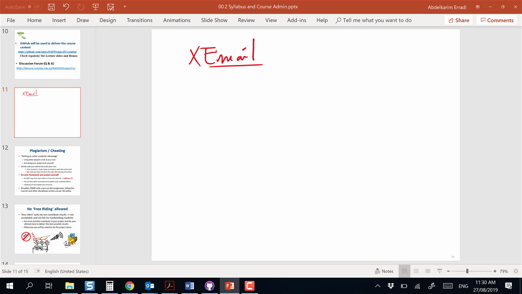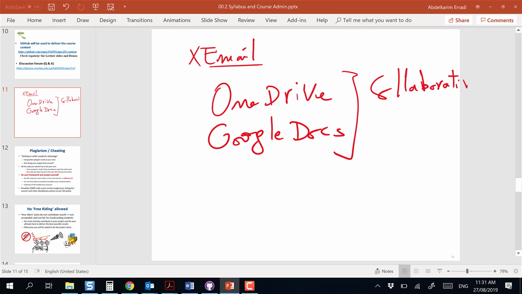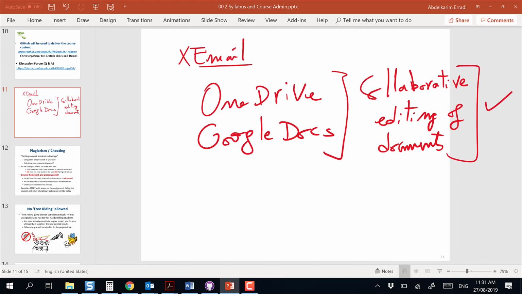One of them is OneDrive. And of course, there is also Google Docs. This allows collaborative editing of documents. This is much more elegant. If you are not using this, then you are missing a lot. If you are still using emails to coordinate and integrate your work, then you are still doing it the old-fashioned way. So let me just show you what I mean.